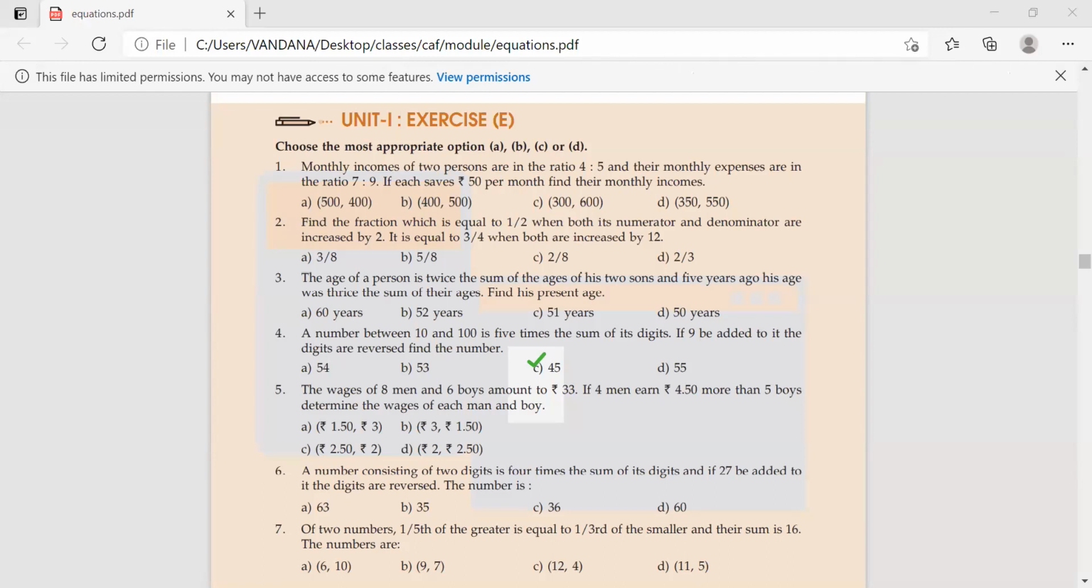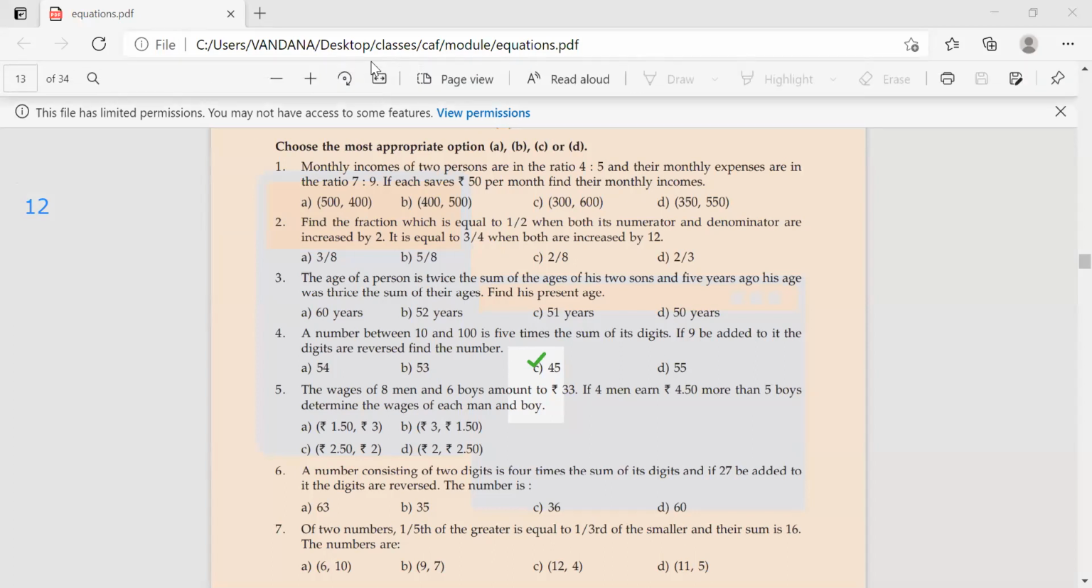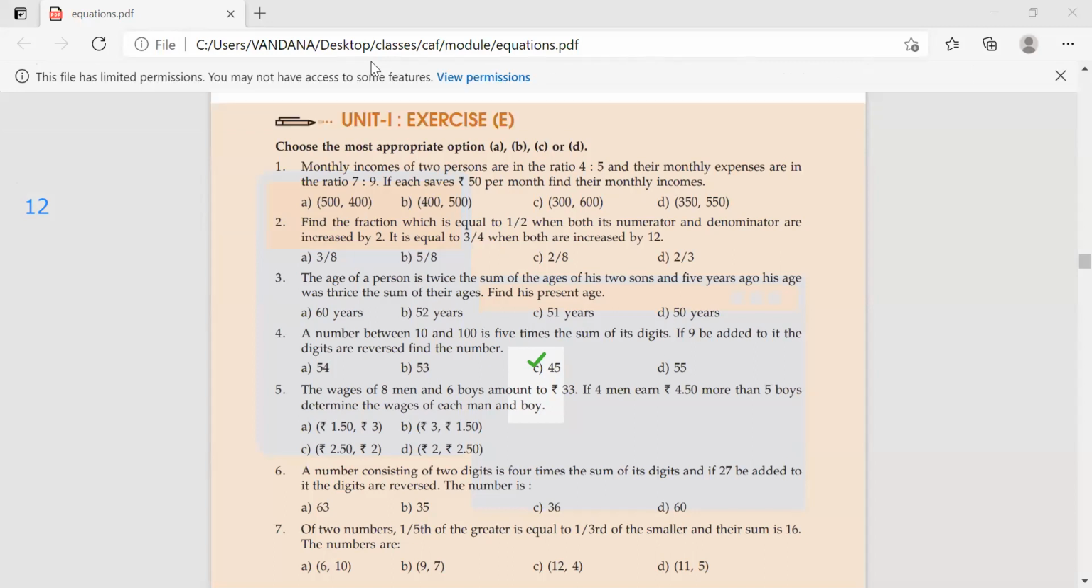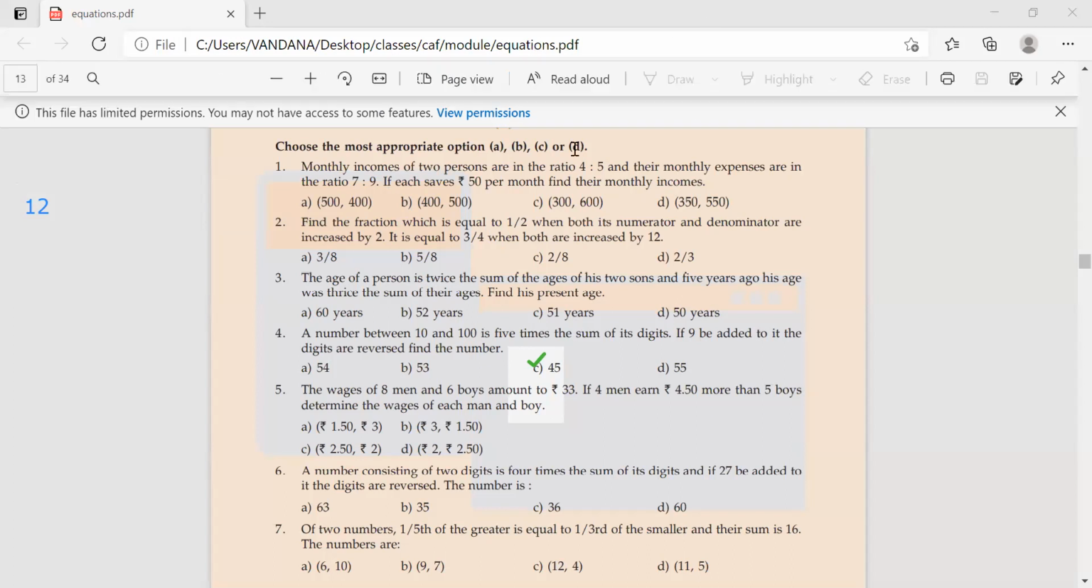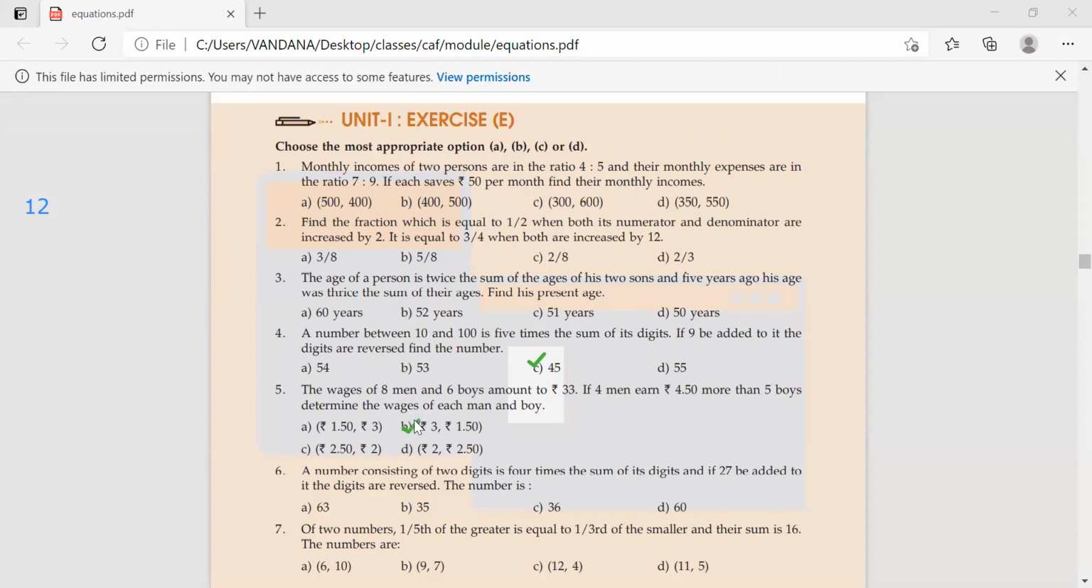Find out the price of 4 men. 4 men will earn 12 rupees. And 5 boys will earn 5 into 1.5, so 7.5. Between 7.5 and 12, what is the difference? 4.5. So both the conditions are satisfied for the second option. So your option is second.